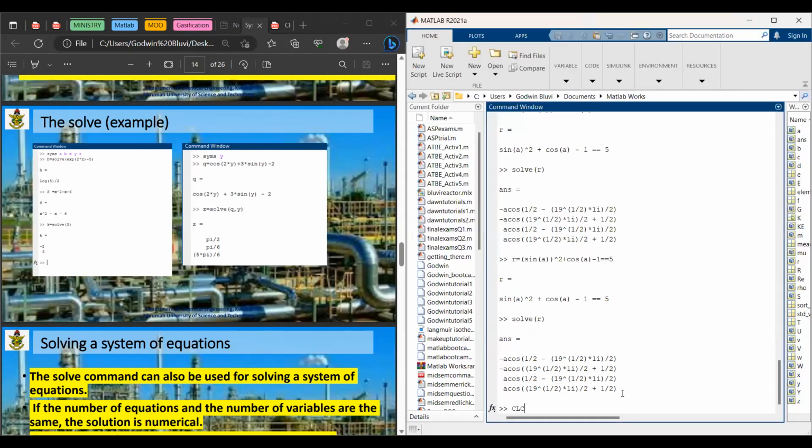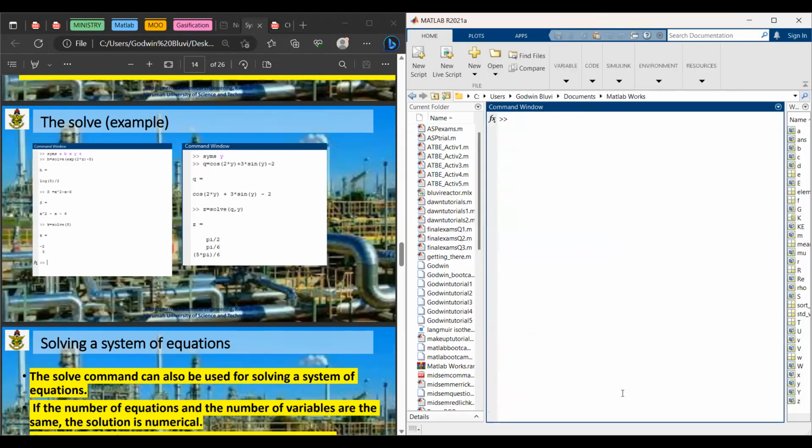Okay, so now CLC. Let me clear my workspace. Now let me do this example. So B is equal to x squared plus 2x plus 2. Enter. Then solve B. It worked. I'm very shocked. Wow. This thing worked. I don't believe it.